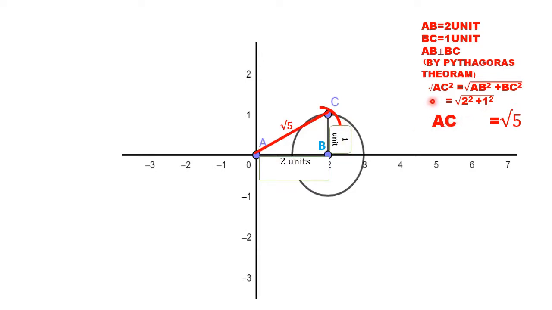Therefore, root of AC squared is equal to root of 2 squared plus 1 squared. What is 2 squared? 4. What is 1 squared? 1. 4 plus 1, 5. Now, taking square root both sides, square root of AC squared is equal to square root of 5. What will be square root of AC squared? It will be AC. And square root of 4 plus 1, that is 5, will be square root 5. Hence, the value of AC, which is the hypotenuse, is equal to root 5 by Pythagoras theorem.